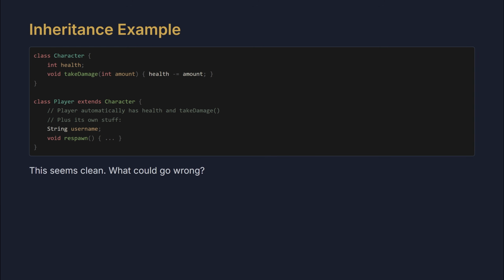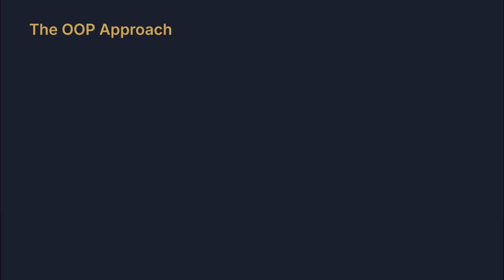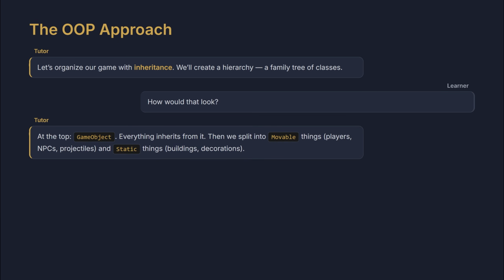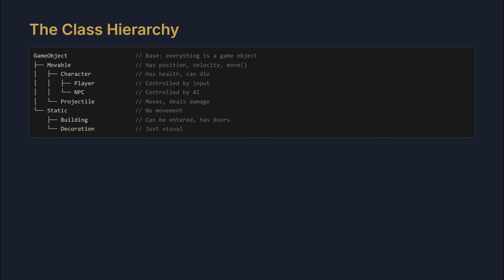So what could go wrong? Inside the object-oriented approach, let's organize our game with inheritance. We will create a hierarchy, like a family of classes. So how would that look? At the top, we would have a game object. Everything inherits from it. Then we split into movable things, players, NPCs, projectiles, and static things like buildings or decorations, for example. And you would say, yeah, that makes sense. Movable things need physics, static things don't. So this could be our class hierarchy.